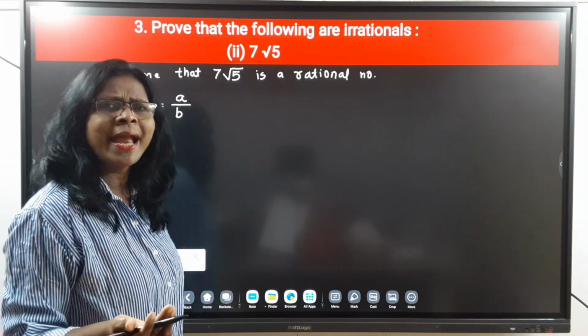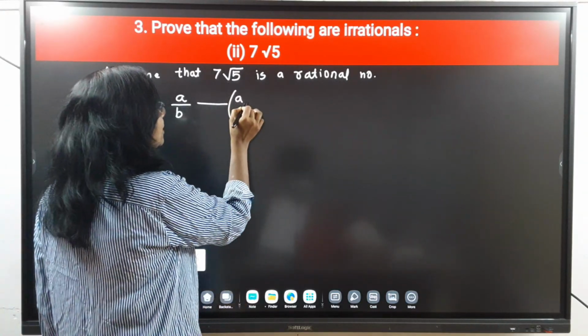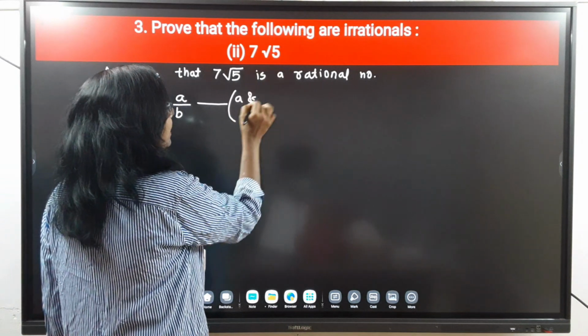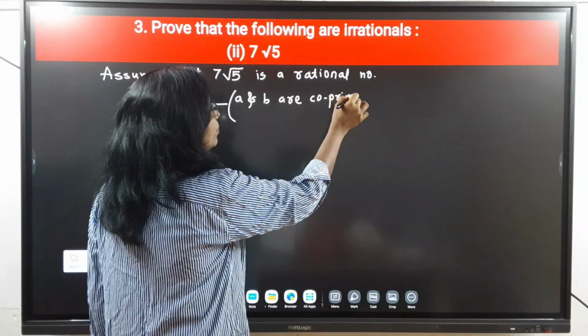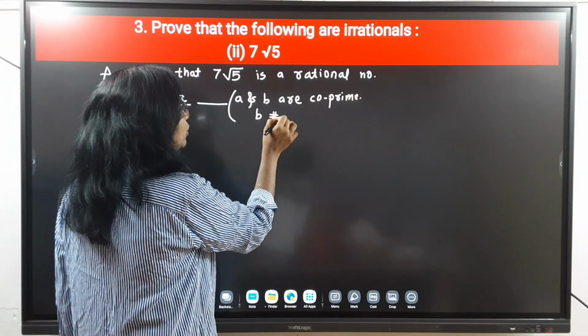And what are a and b? A and b are integers that are co-prime, and where b is not equal to 0.